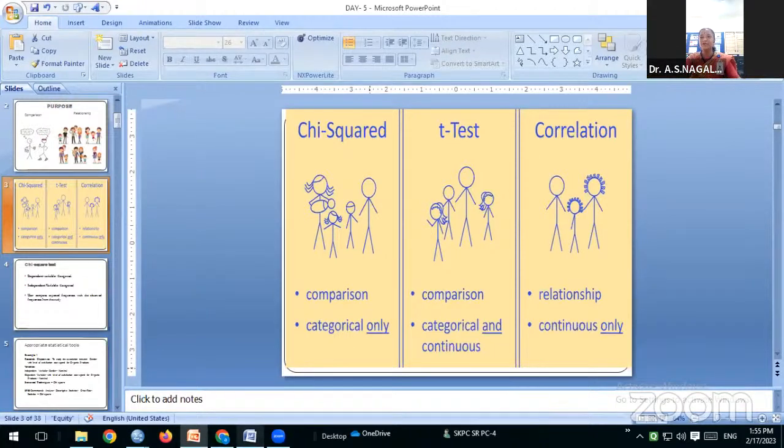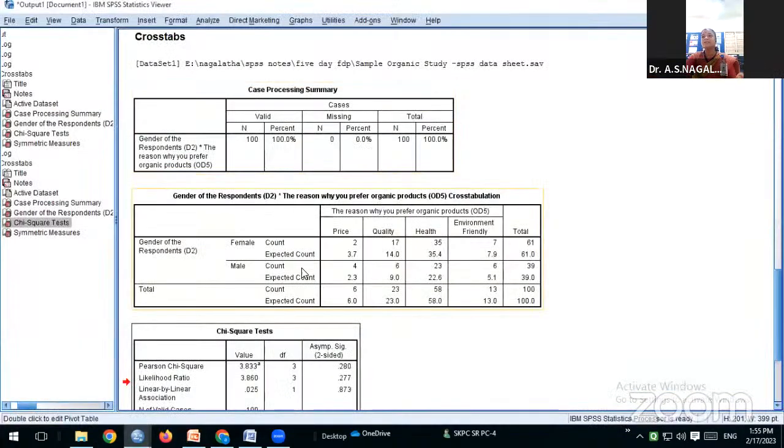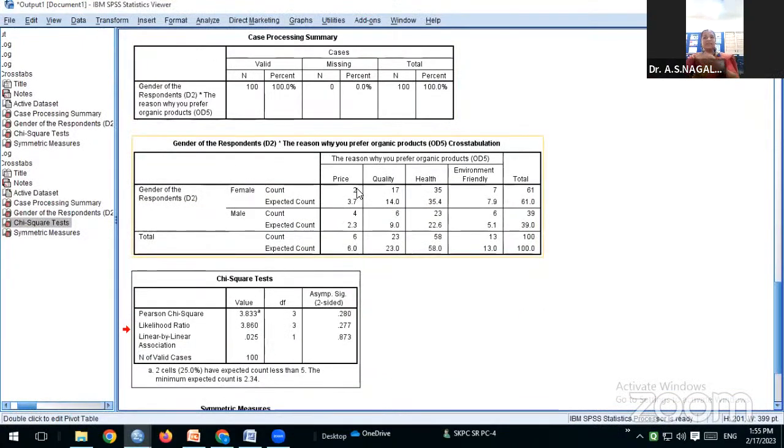We have done the chi-square for a dichotomous question, and we have done more than two categories. For example, here I have taken more than 2 options, the reasons: service quality, health, and friendly environment. These are the 4 categorical items, and I have compared them with male and female.